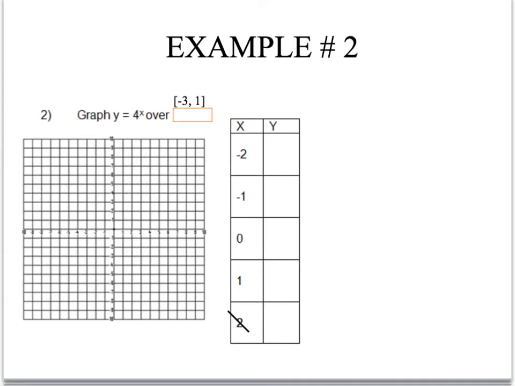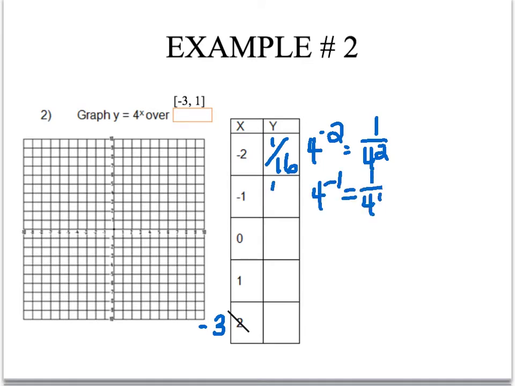For example number 2, we're going to graph y equals 4 to the x over the interval -3 to the value of 1. So we're graphing -3, -2, -1, 0, and 1. So 4 to the -2 gives me 1 over 4 squared, which is 1 over 16. 4 to the -1 is 1 over 4 to the first, which is just 1 over 4. 4 to the 0 is 1. 4 to the first is 4.